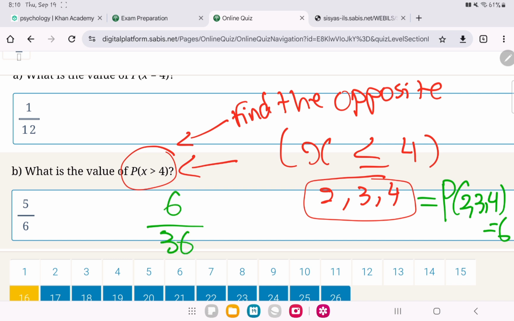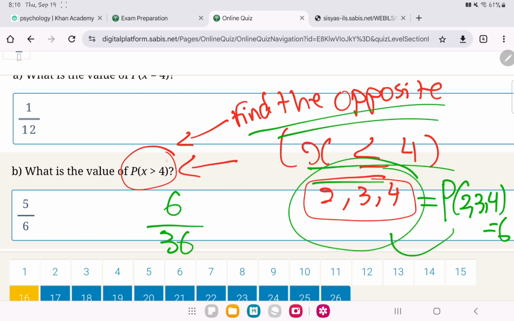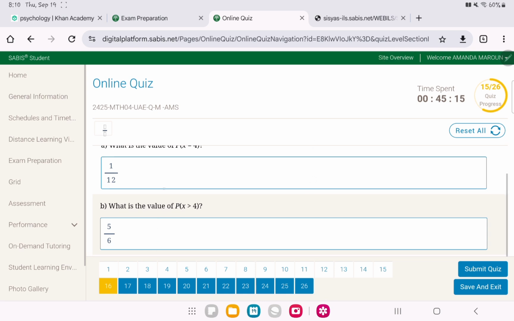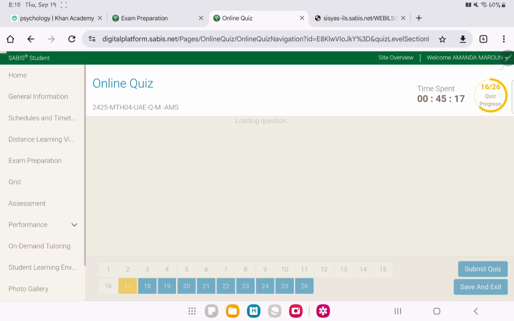But we're not finished here. Here we took the opposite. We found the possibility of the opposite. But to find the possibility of this, we're gonna do 1 minus this value. So it's gonna be 36 over 36 minus 6 over 36. And then you get 30 over 36, which is 5 over 6. That's for question number 16.